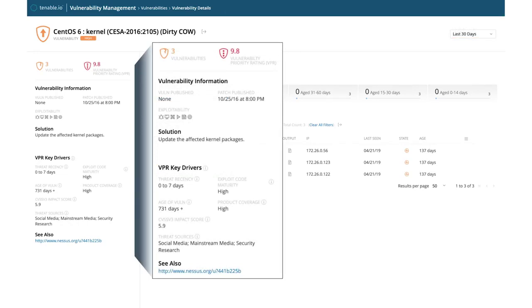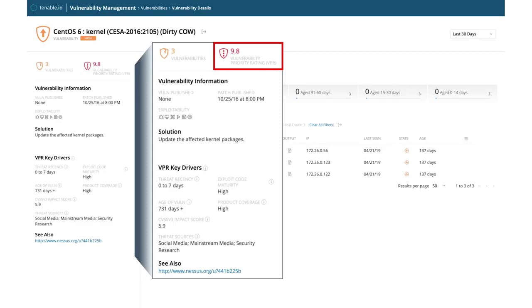For one, this is still very much an active threat, with very mature exploit code. The age of the vulnerability is quite old, and CentOS Linux is a very popular Linux distribution. As a result, the VPR score is a 9.8 compared to a CVSS score of 7.8.